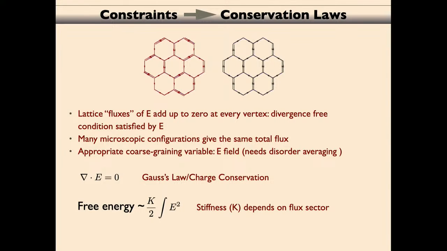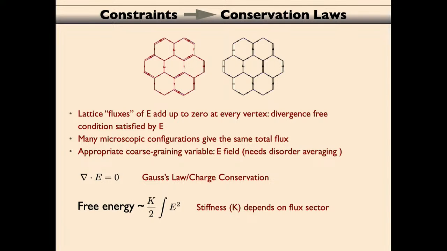So the way to construct continuum theories for models like this has been explored. I don't want to say explored to death, but explored heavily in the community of classical spin liquids. And what you do is you say, okay, these are lattice E fields whose fluxes have to add up to 0, that tells me that I have a Gauss's law. I have a divergence of E equal to 0 at every point. So the continuum theory is just built upon this Gauss's law.